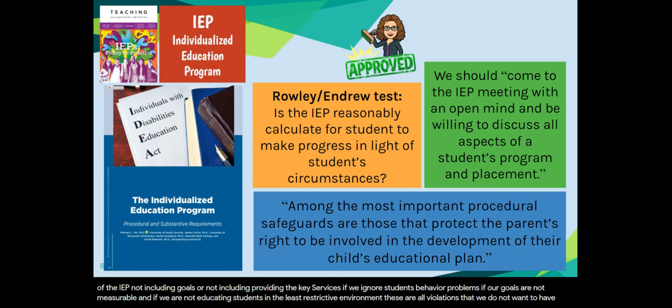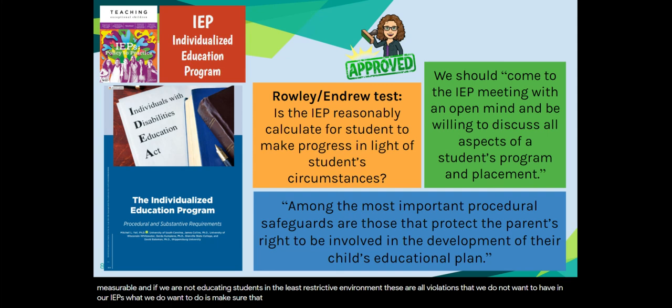What we do want to do is make sure that we have an IEP that the team agrees is reasonably calculated for the student to make progress, that we've come to the table and our conference summary notes reflect that we had an open mind and that we discussed and made data-driven decisions, and that we looked at and honored those procedural safeguards to support the family.